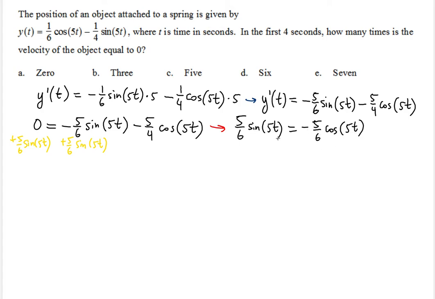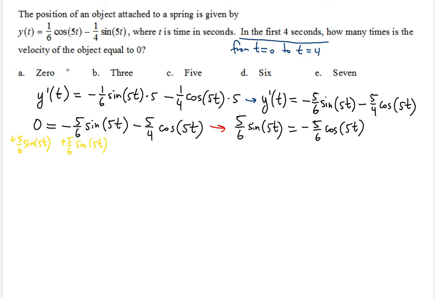So again, we're not looking for the t values that make this equation true. We're looking at the number of instances at which this equation is true throughout the t values from 0 to 4, because it says in the first 4 seconds. So that means from t equal to 0 to t equal to 4. Through the interval from 0 to 4 inclusive, we have to find how many times this equation is true, and that will answer the question.